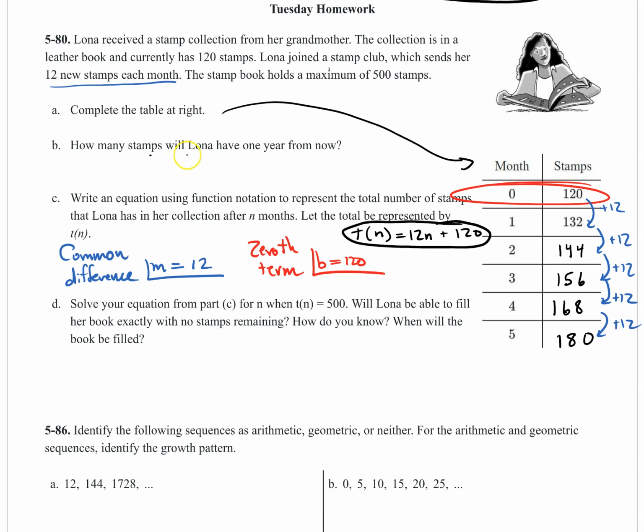Alright, so how many stamps will Lana have 1 year from now? I could keep going and adding 12, or I could plug 12 into this equation.